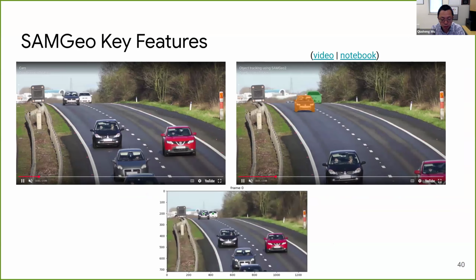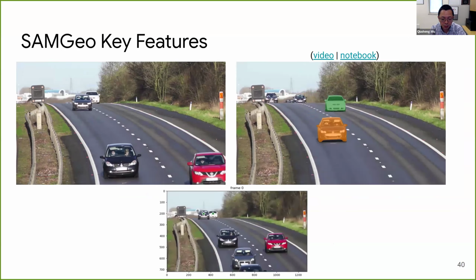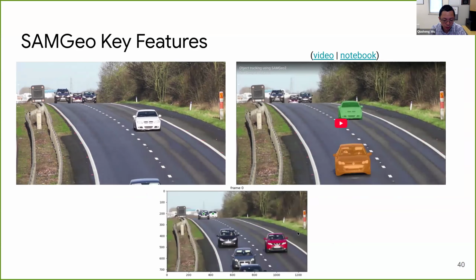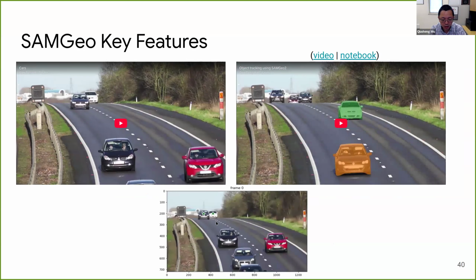You can also use it to do change detection or object tracking on non-geospatial data. For example, I want to keep track of these 2 cars. All I need is to place 2 points in the first frame, and then you'll be able to keep track of the cars moving in the subsequent frames pretty easily.